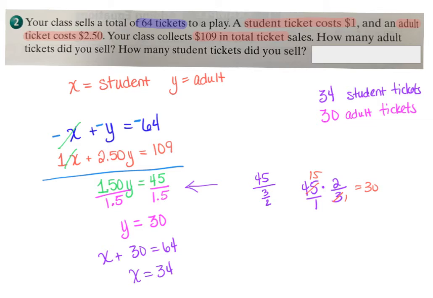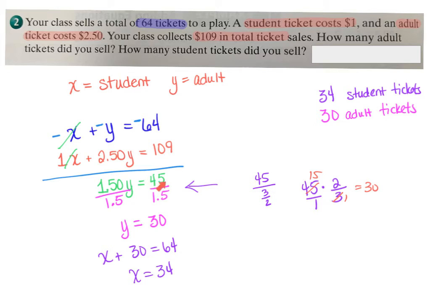So if you set up your X and Y, X for student, Y for adult, or vice versa, however you did it is fine. When you add them, that equals 64. The students cost $1, the adults cost $2.50. You do have to negate this one and add down. Your X's will cancel. -1 and positive $2.50 is $1.50. -64 and 109 is 45.